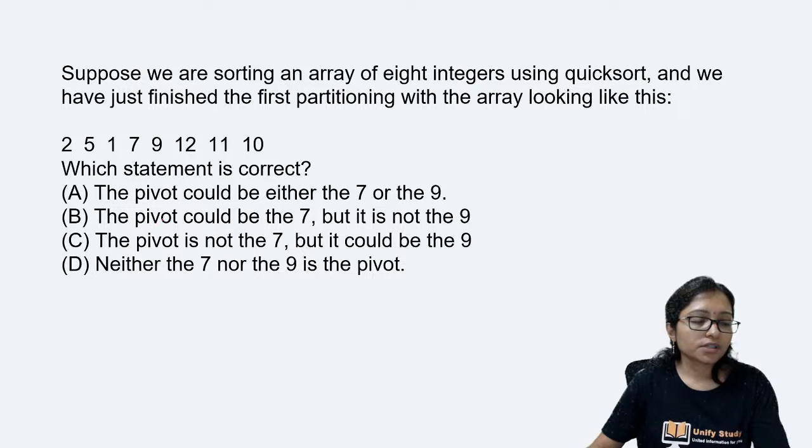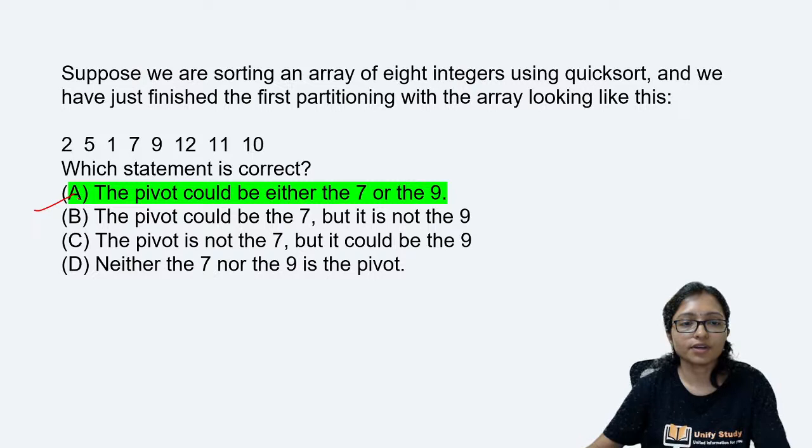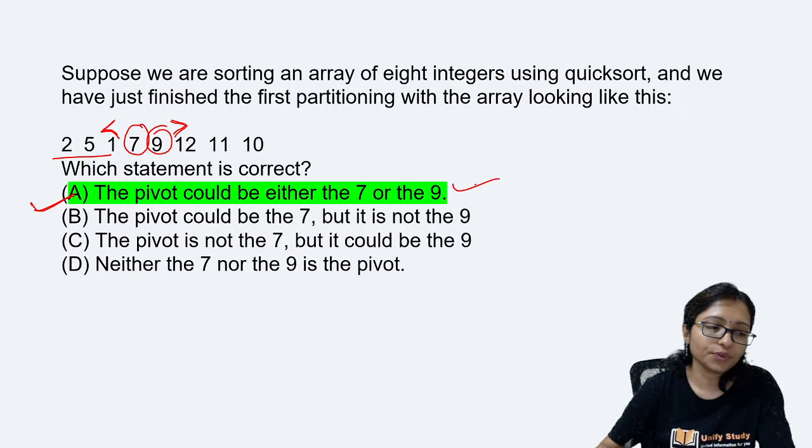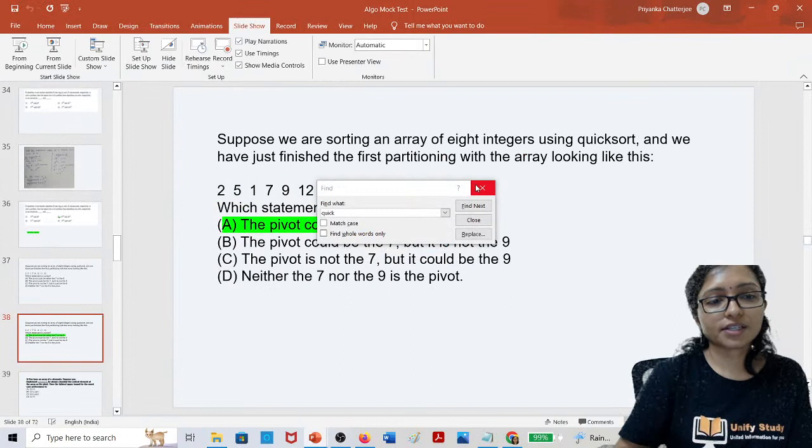Here the answers are coming. Yes, the answer will be this one. Very good, very good. The answer will be this one because it is very clear. 7, if I am taking, then all the less than elements, all are greater than elements. For 9 also it is satisfying, all are less than, all are greater than. And that's why this will be your answer. All of you are correct. Very good, all of you.